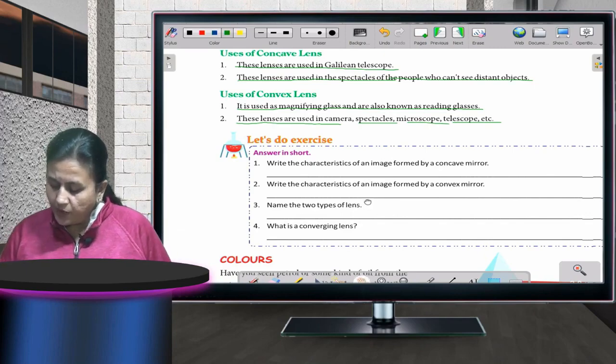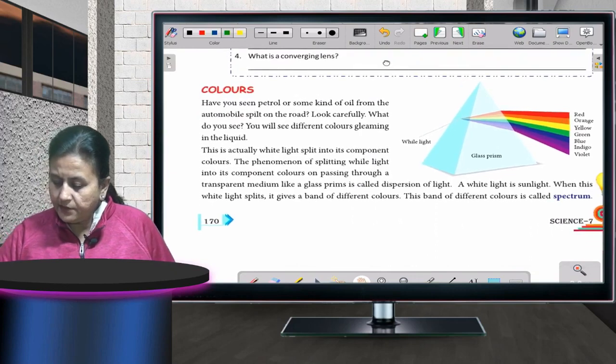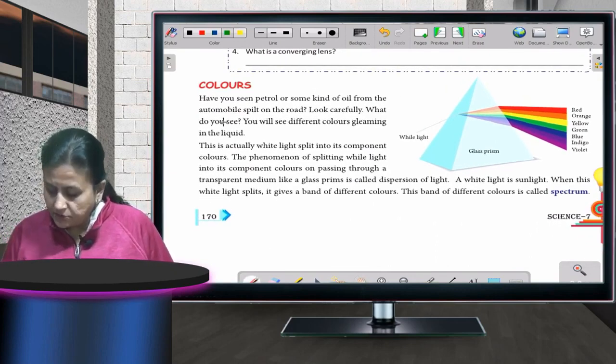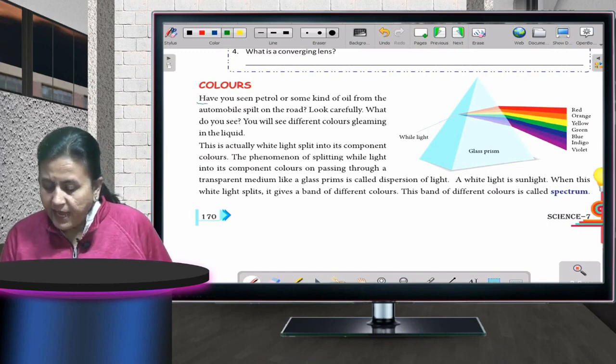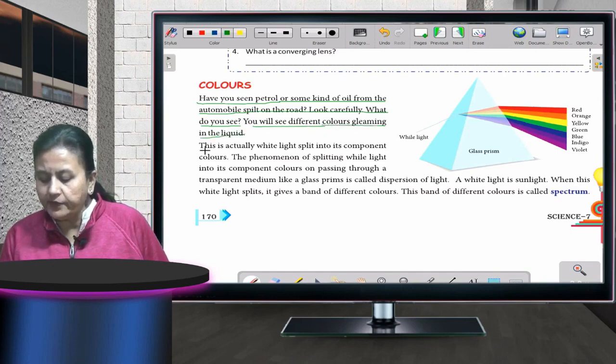What are colors actually? This is very interesting. Just read it out with me. Have you seen petrol or some kind of oil from an automobile spilled on the road? Look carefully. What do you see? You will see different colors gleaming in the liquid. This is actually the white light split into its component colors.